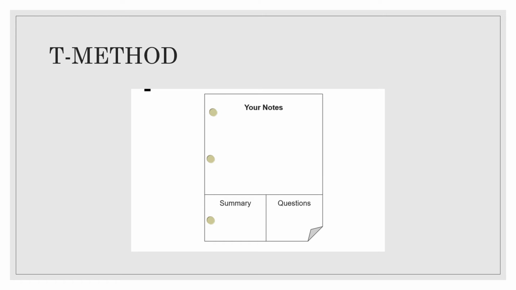An alternate method is the T method. The T method is formed by having your notes at the top of the page as you form a T, with the summary to the left and the questions to the right bottom portion of the page. These methods can be used at the student's discretion.